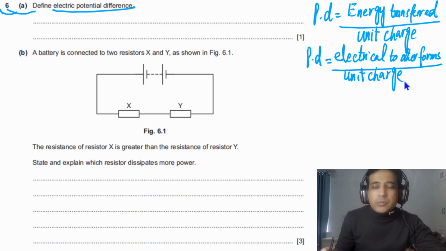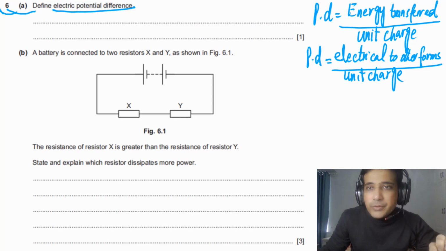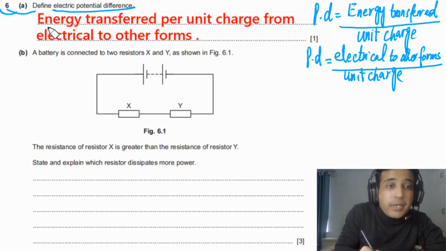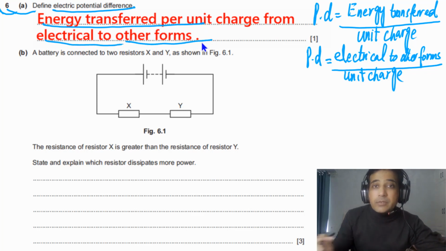And now this is what you need to write down for the answer of this question. So let me show you how you can write down the answer. You can say energy transfer per unit charge from electrical to other forms. So you will get 1 mark.